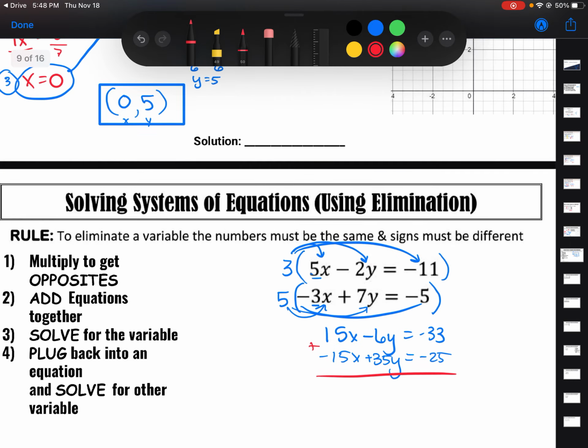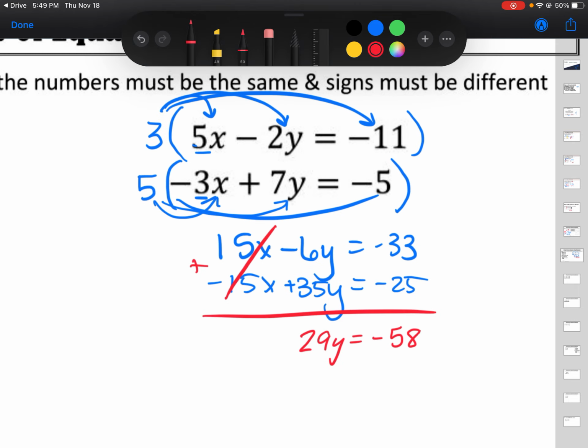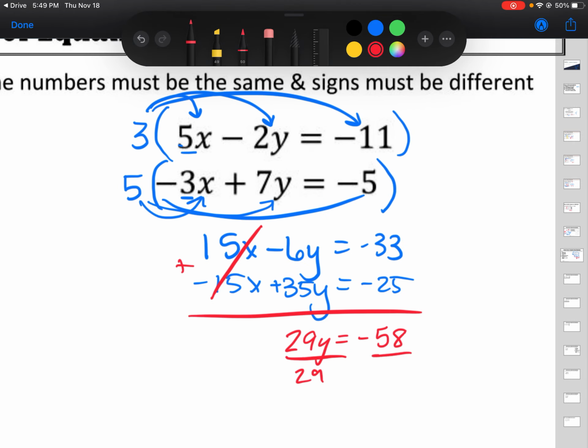Step 2, add them together now. 15x plus negative 15x is 0. Negative 6y plus 35y, 29y. Negative 33 plus negative 25, negative 58. Next step to get y alone, let's take negative 58 and divide by 29. So y equals negative 2.